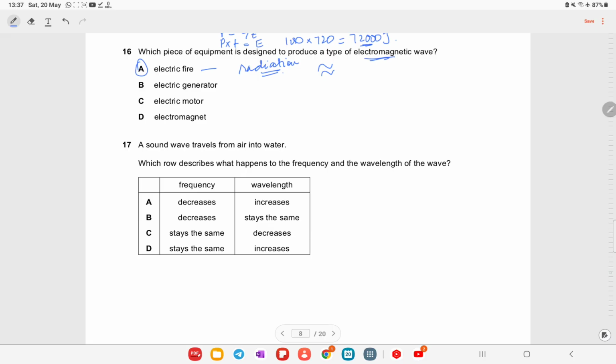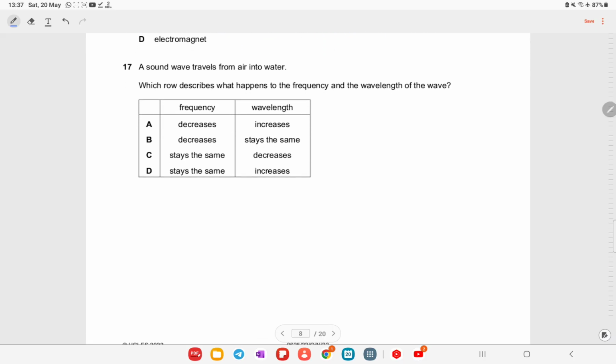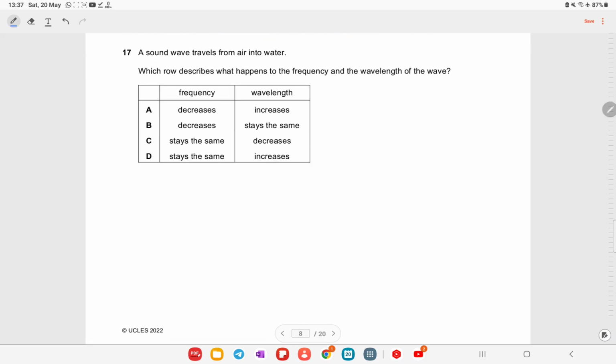Sound waves travel from air into water. Which row describes what happens to the frequency and the wavelength? So frequency will remain the same, but the wavelength is going to increase. So remember this: whenever sound travels from one medium to another, the frequency will be the same and the wavelength is going to be increased.